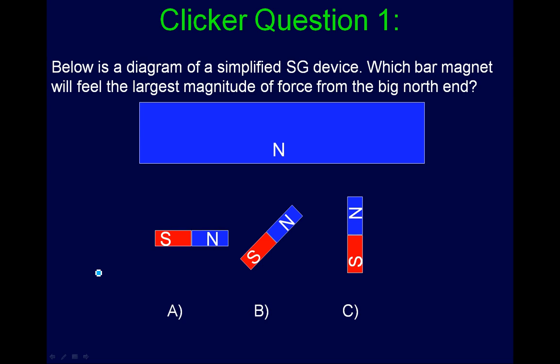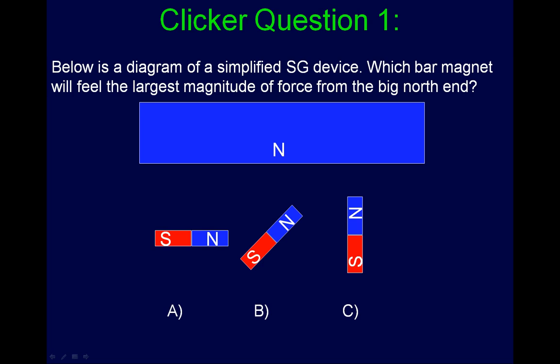So here's a picture of a more simplified SG device. And so we have 3 bar magnets. Again, these are just a model of our electron, and they're close to a big north end of a bar magnet. And so we want to know which one feels the largest magnitude of force from the big north end. So go ahead and pause, think about this one, and we can talk about it in a little bit.